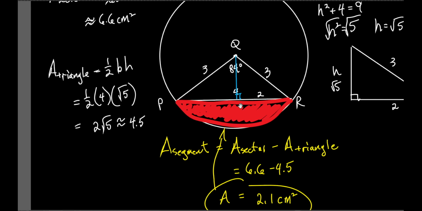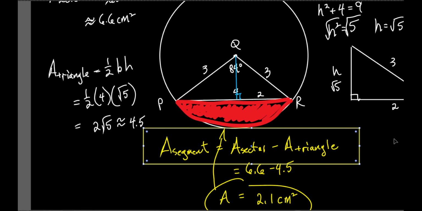So we don't have a formula just to find the segment. What do you always do to find the segment? You could look at this as your formula. You take the segment. How do you find the segment? You take the whole thing, which is the sector, take away the triangle from it, and you got what's left over. What's left over? It's the segment.